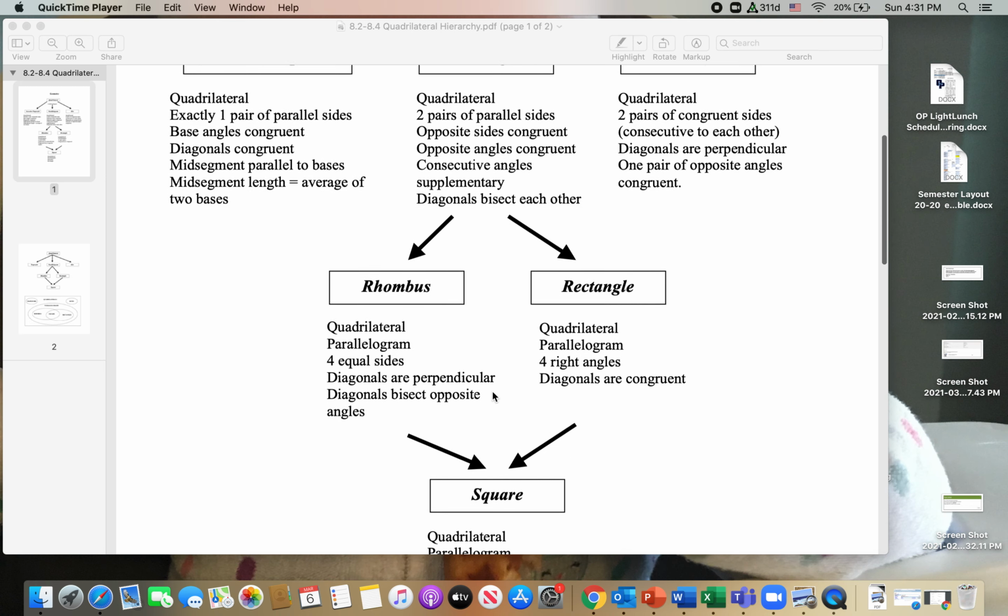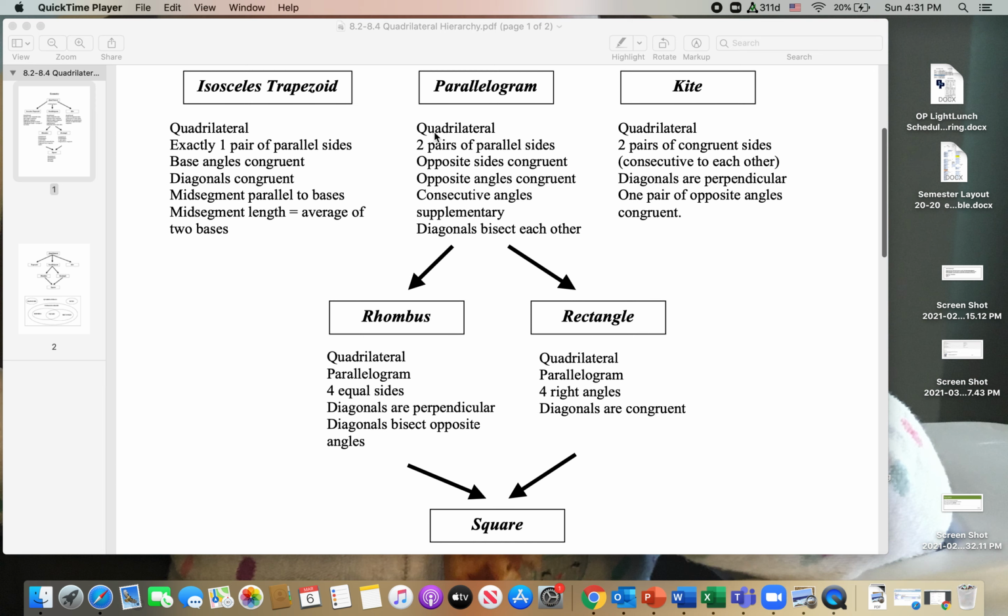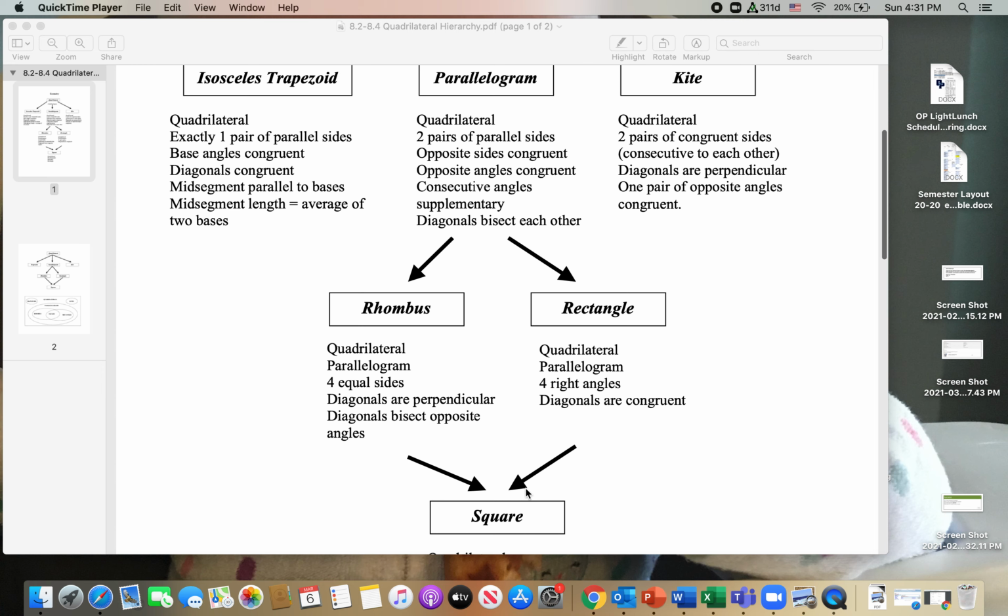Specifically, a parallelogram was a quadrilateral with two pairs of parallel sides. The opposite sides are congruent. That means in a rhombus, opposite sides are congruent, or a rectangle, or a square. The opposite angles are congruent. They are also in a rhombus, and a rectangle, and a square. The consecutive angles are supplementary, also in a rhombus, a rectangle, a square. And the diagonals bisect each other in a rhombus, a rectangle, and a square.